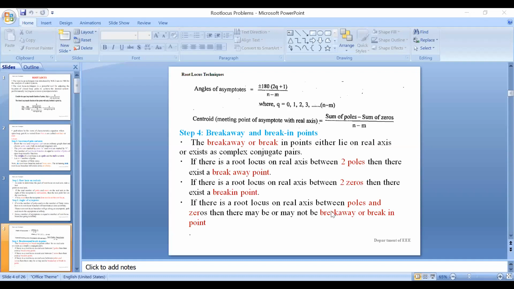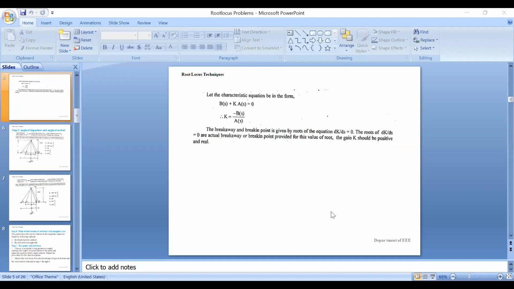Next, how to find this breakaway and break-in point? You need to find the closed loop transfer function. After finding the closed loop transfer function, you need to find the k value. After finding the k value, you need to differentiate it with respect to s and equate it to 0. After differentiating, you need to find the roots of it. Then substitute those roots in the k value and observe whether you are getting the k value to be positive and real. If it is a positive and real value, then that particular root may be the break-in or breakaway point.